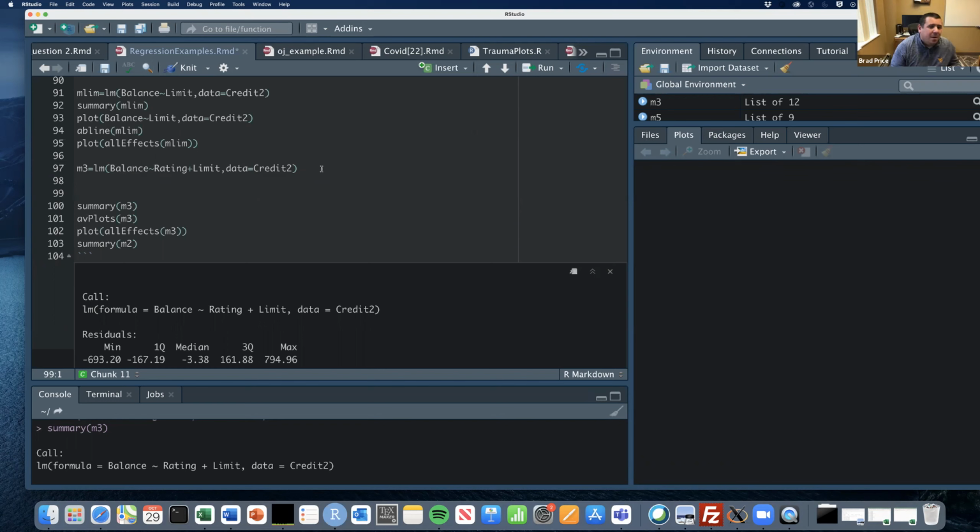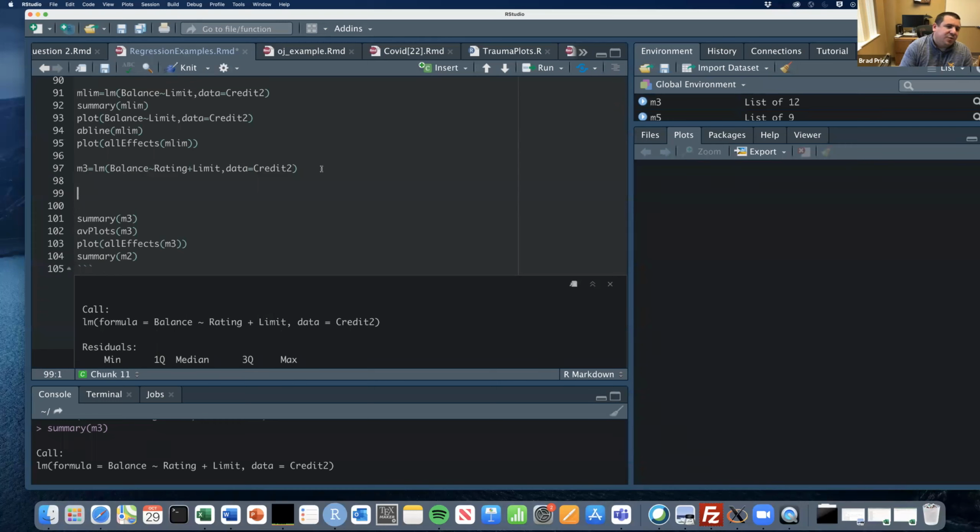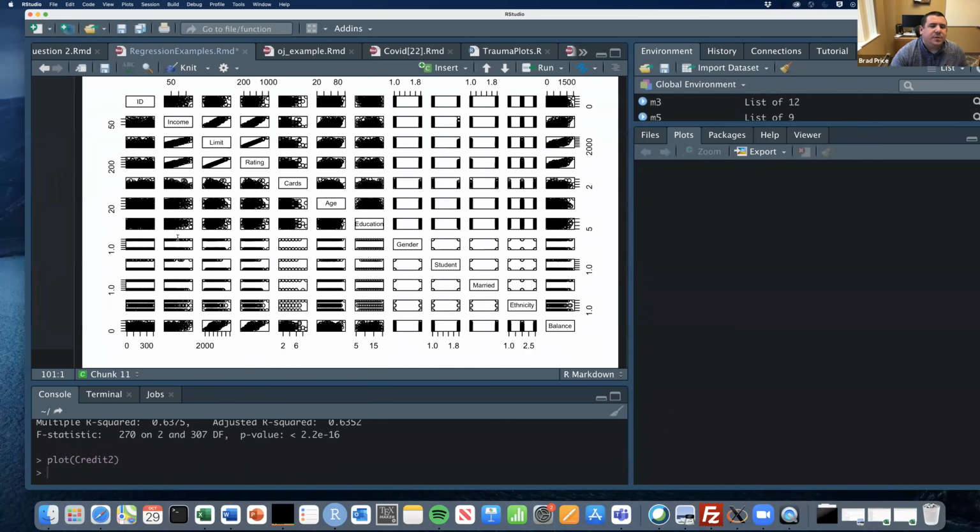All right? So the thing I'm going to ask you is, we know rating and limit shouldn't go in a model together. But there's a bunch of other variables here that can. I want you to fit and understand a model. I'm going to ask you to use age, and I'm also going to ask you to use education as it relates to balance, and talk to me about their importance, okay?